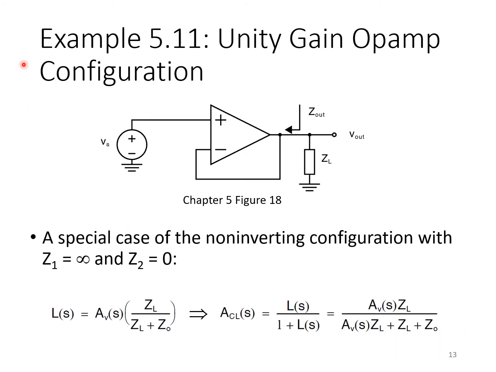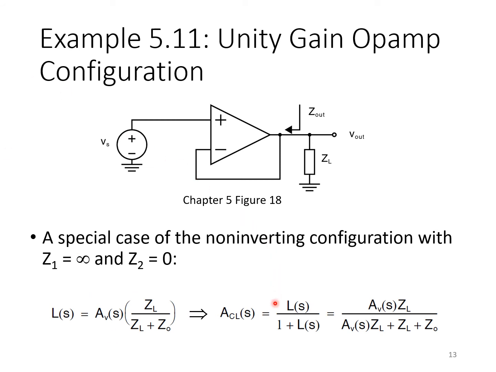Continuing on, here's another example that's very commonly encountered. It's a unity gain op-amp configuration. This can be thought of as just a special case of the non-inverting configuration, where the feedback network impedances are 0 and infinity. So Z1 in the non-inverting case is just replaced with infinity here. Z2 is replaced with 0, or short circuit. And then making those substitutions into the expression for L derived on the last slide, we very quickly get the result shown here.